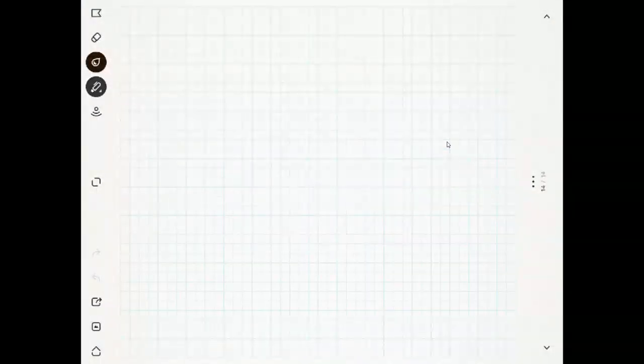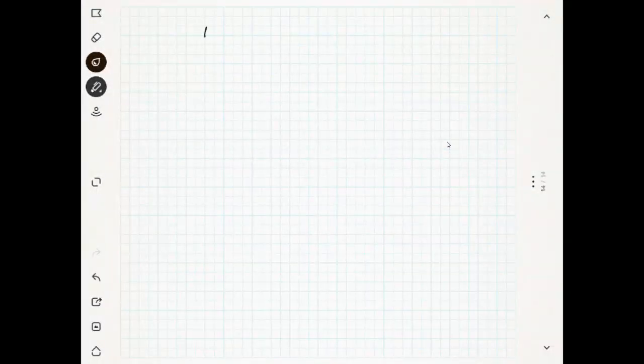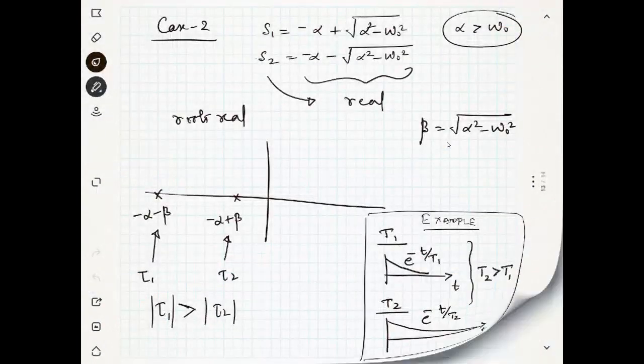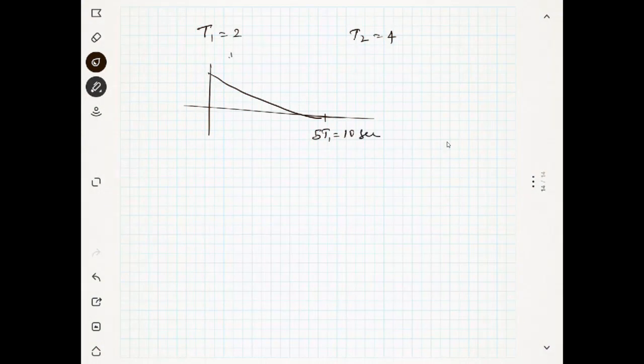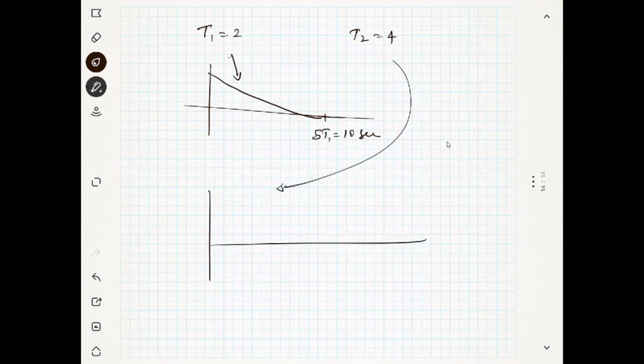So first of all, you have a time constant. Let's say t1 is equal to 2 seconds, and t2 equal to 4 seconds. So the system will come to steady state. I told you steady state is 5 times the time constant. So it will go to 0 in 10 seconds. This guy will come to 0. What about this one?